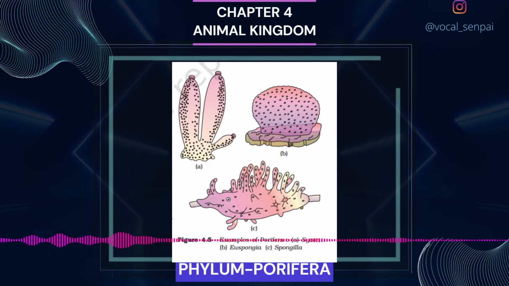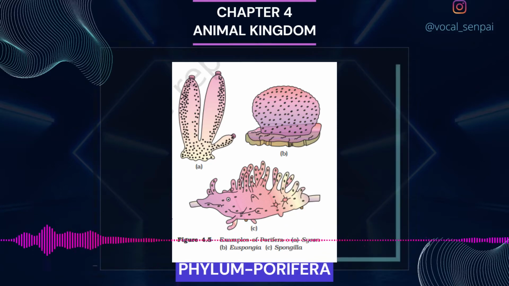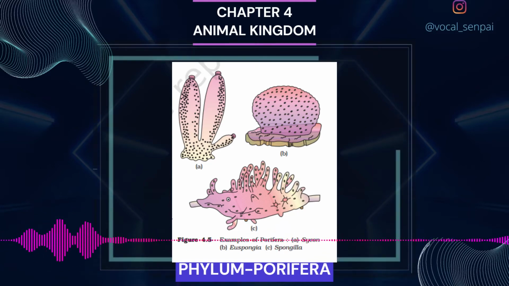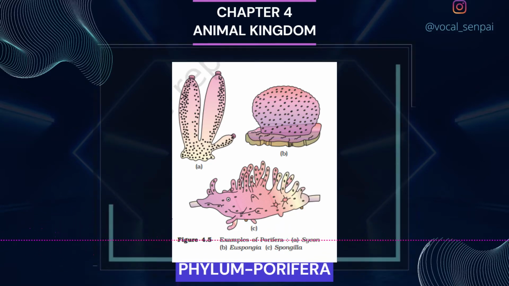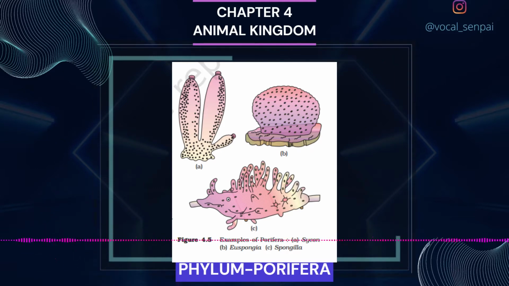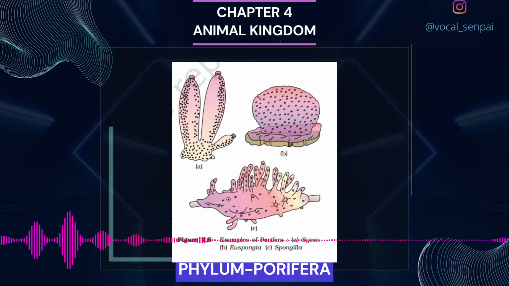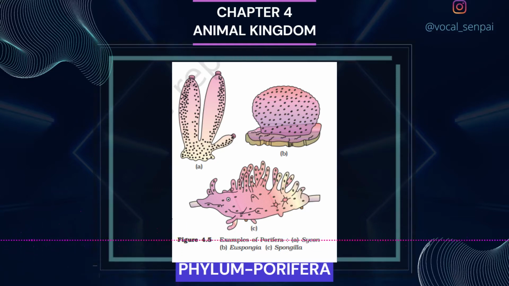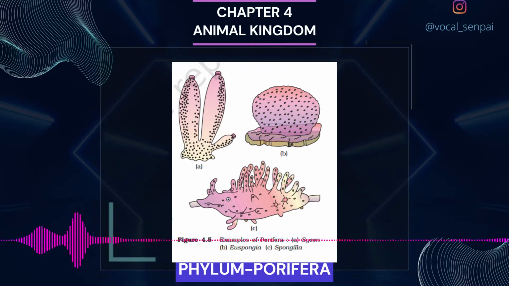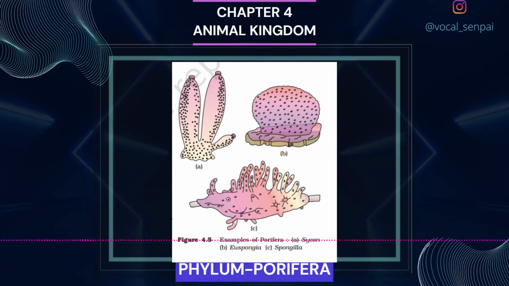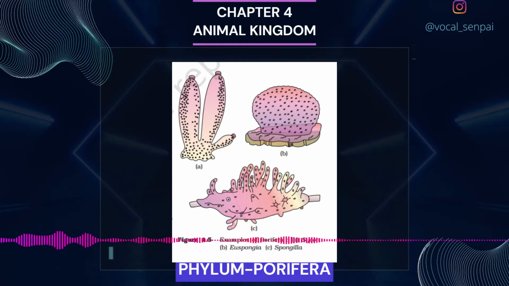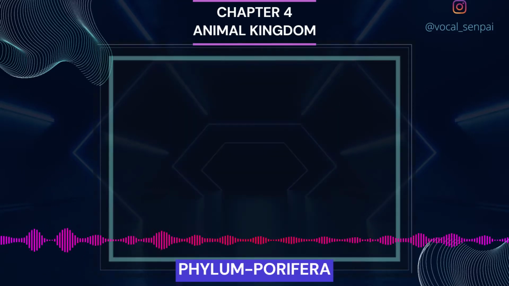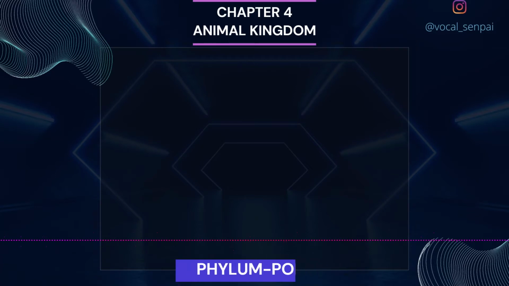Sexes are not separate, hermaphrodite, i.e., eggs and sperms are produced by the same individual. Sponges reproduce asexually by fragmentation and sexually by formation of gametes. Fertilization is internal and development is indirect, having a larval stage which is morphologically distinct from the adult. Examples: Sycon, Scypha, Spongilla, freshwater sponge, and Euspongia, bath sponge.